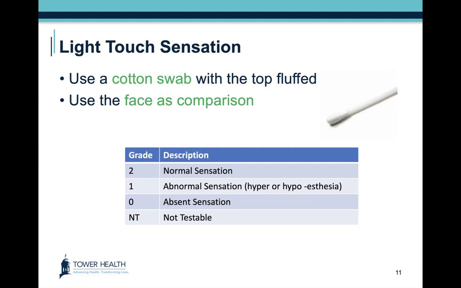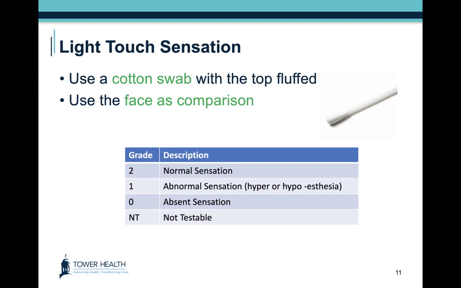If it feels the same, you score it as a 2. Same meaning it feels the same on your shoulder as it does on your face. That's going to be a 2. If you feel something, but it feels different, whether that means you feel less of it or you feel more of it, that's going to be a 1. And if you feel nothing, that's a 0.